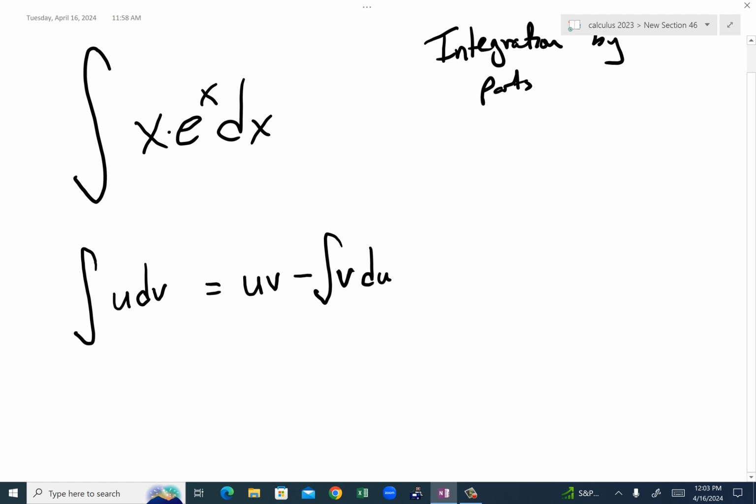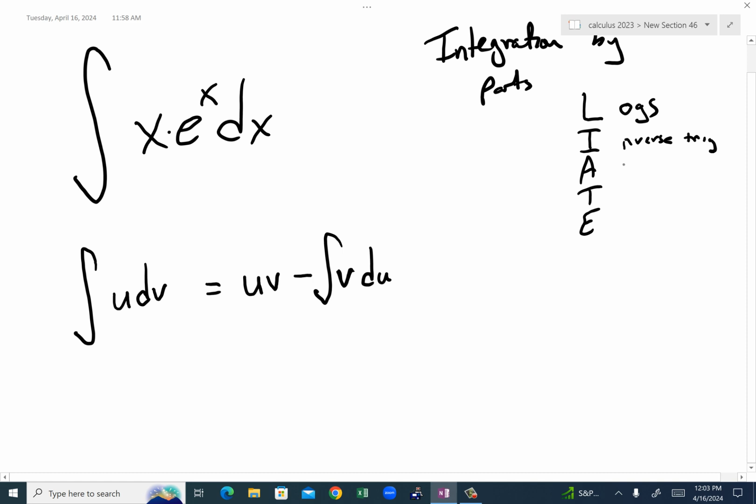So we are going to have an order in which to select our u's, and it goes like this: LIATE. If you have a choice for your u, you should start off with logarithms. They are a bear to integrate, so I'm going to take the derivative instead. The next thing that comes along are inverse trig functions. They are also a bear, so I'd rather take the derivative of them.